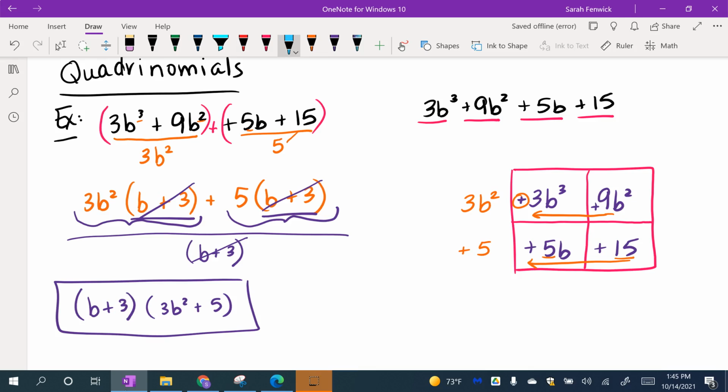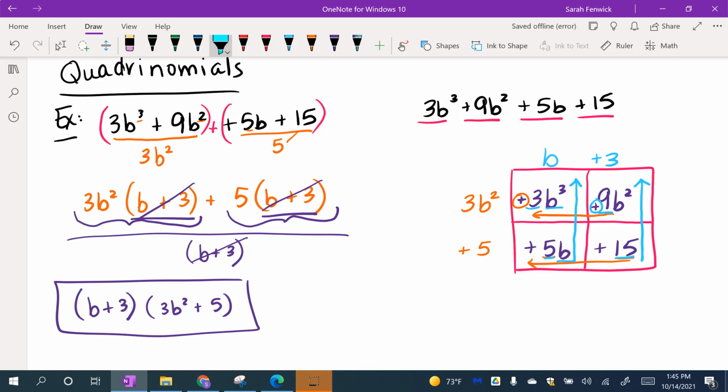When I do the other, we go up on both columns. So 3 and 5 don't have anything in common. B to the third and b both have a b to the 1. 9 and 15 both have a 3 in common, positive, closest box. B squared does not have anything in common with 15.